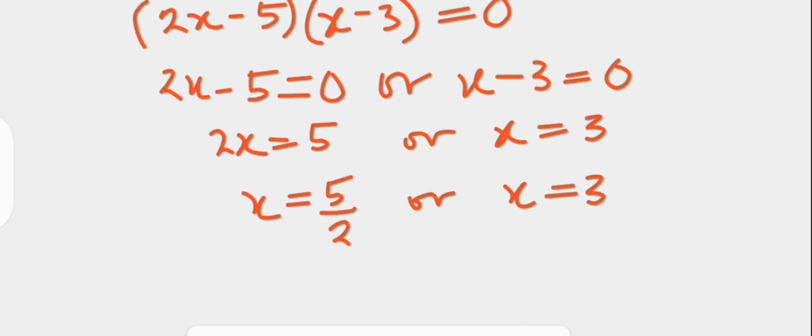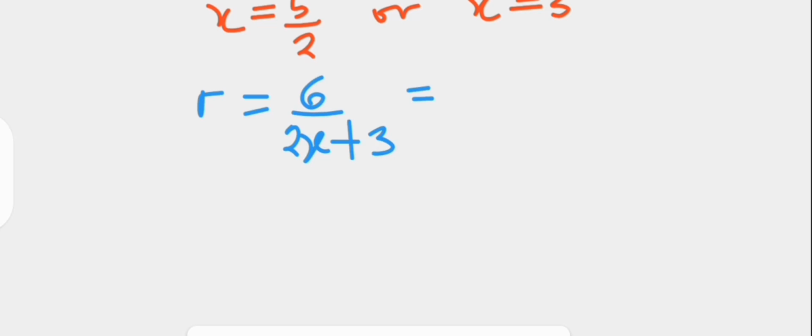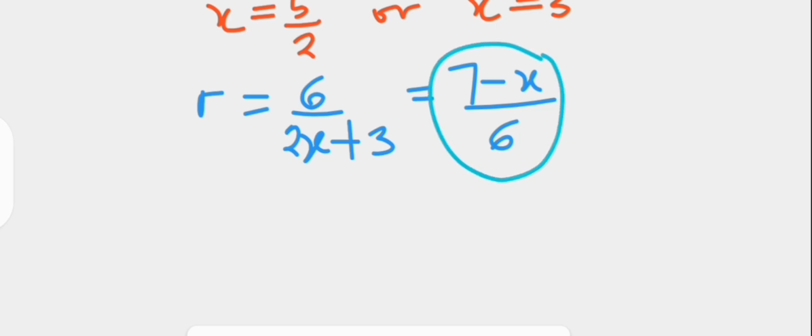Now we want to find the values that the common ratio could take. You will recollect from above that we had two expressions for the common ratio, where r could either be 6 over 2x plus 3, or it could also be 7 minus x over 6. So we put the values of x into any of them in order to get the values of r, but we're going to take them one after the other. Let's use the second one, 7 minus x over 6. It looks a bit easier. We also learn to work smart when we are doing mathematics. We don't want to put ourselves into unnecessary stress.